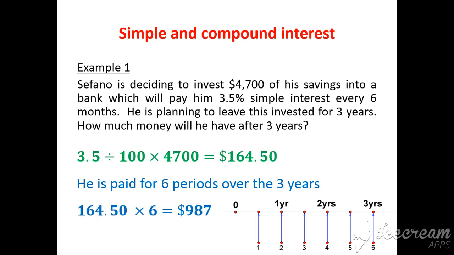So what we need to do is just go $164.50 times 6 gives us a total of $987 in interest. And he's going to have $5,987 altogether after 3 years.